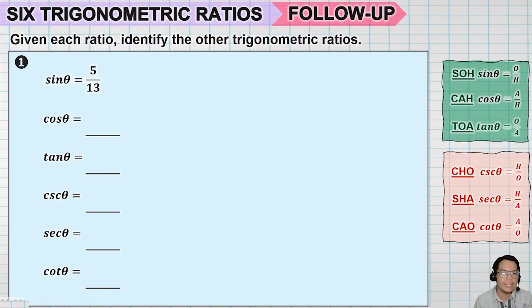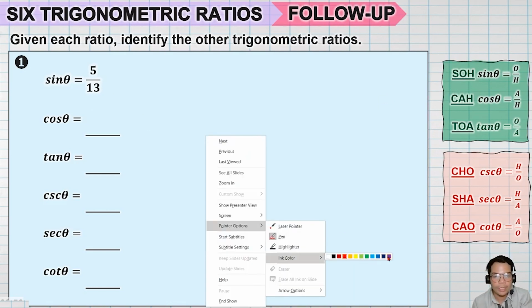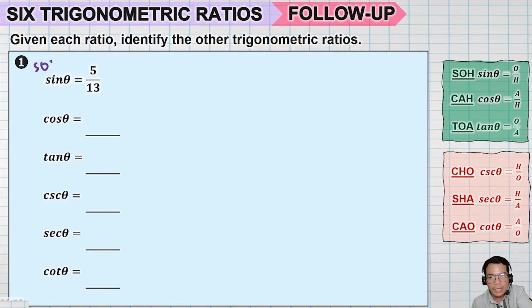1. Ayan, so kung mapapansin ninyo, if we go back to the different mnemonics that we use on the trigonometric ratios, sine theta falls under the mnemonic SOH. Ano ibig sabihin ng SOH? SOH means sine of the given angle theta, or sine theta, is equal to opposite over hypotenuse. That means we can say that 5 over 13 is equivalent to the ratio of the opposite side over the hypotenuse side. Now, how do we relate this with our previous example?